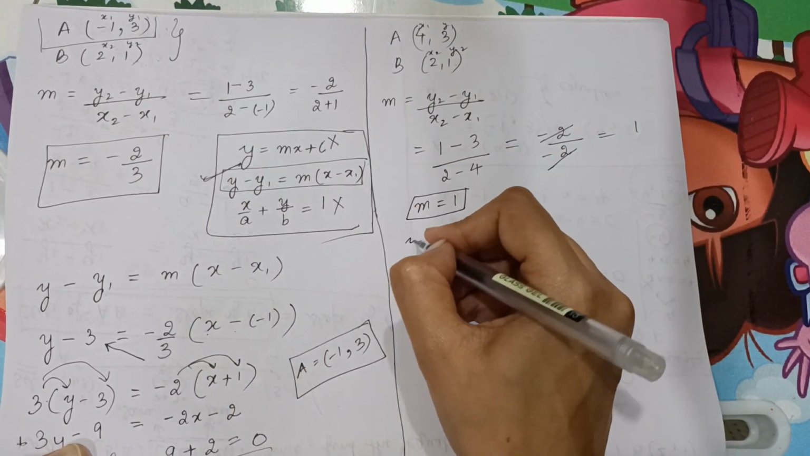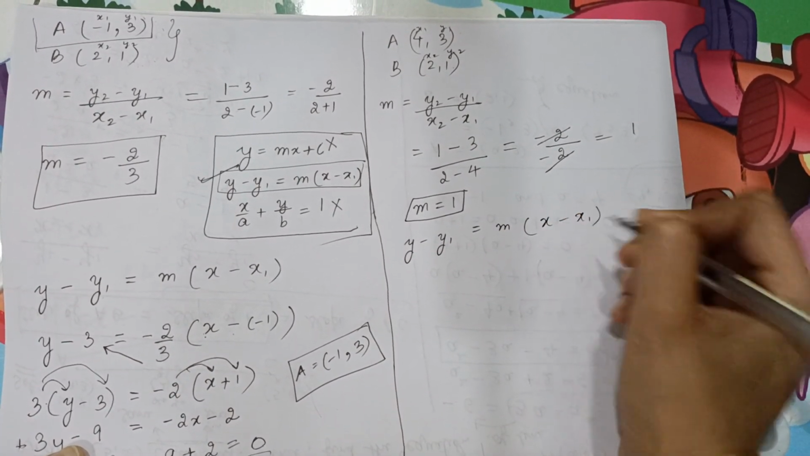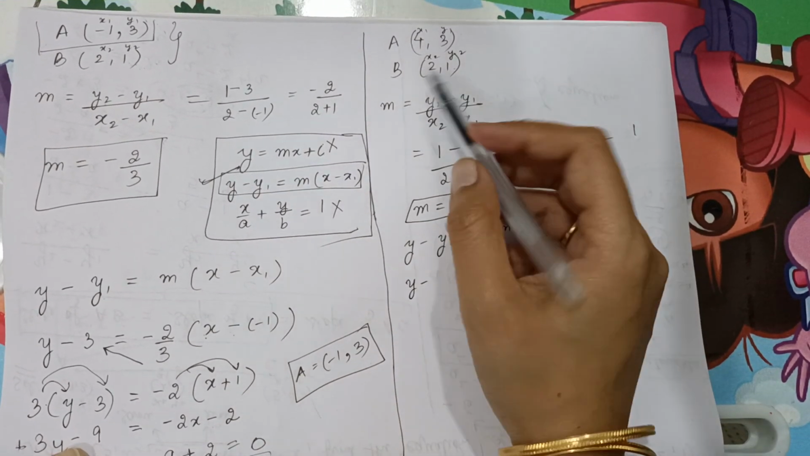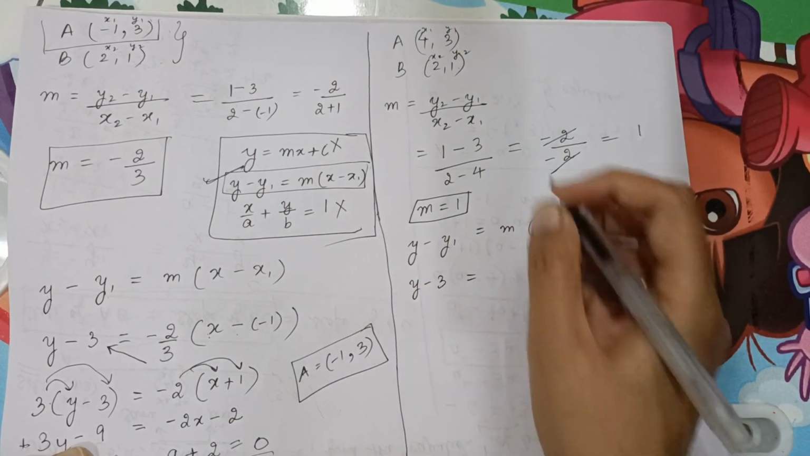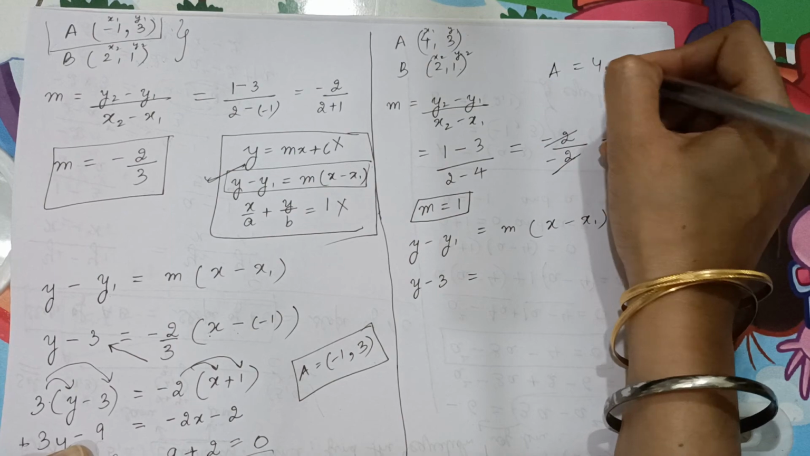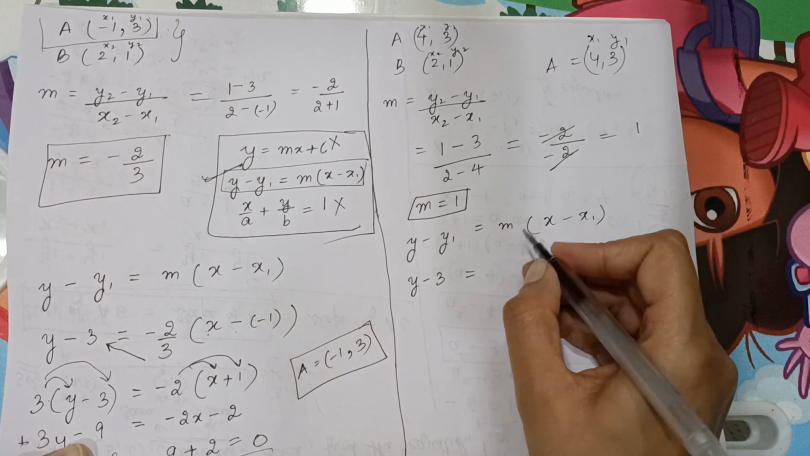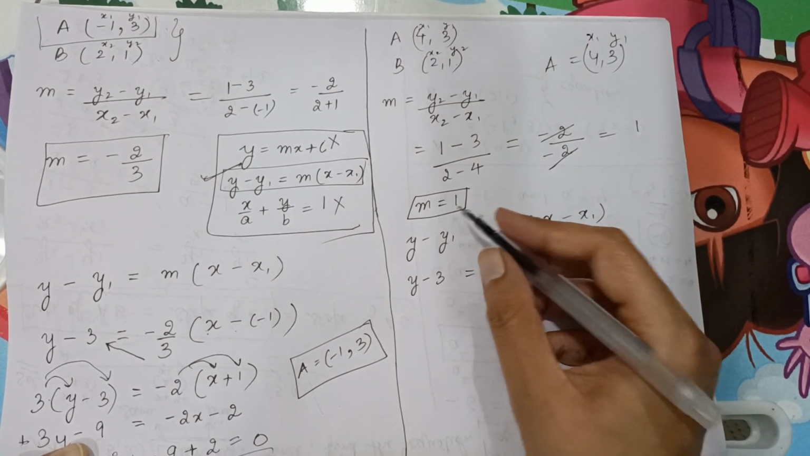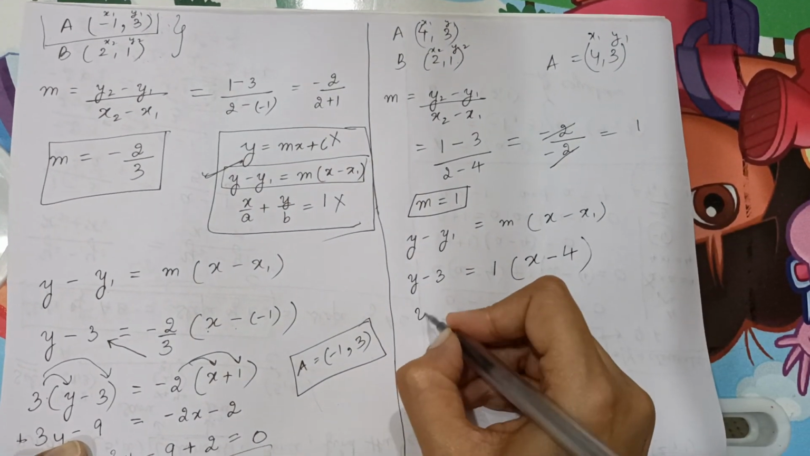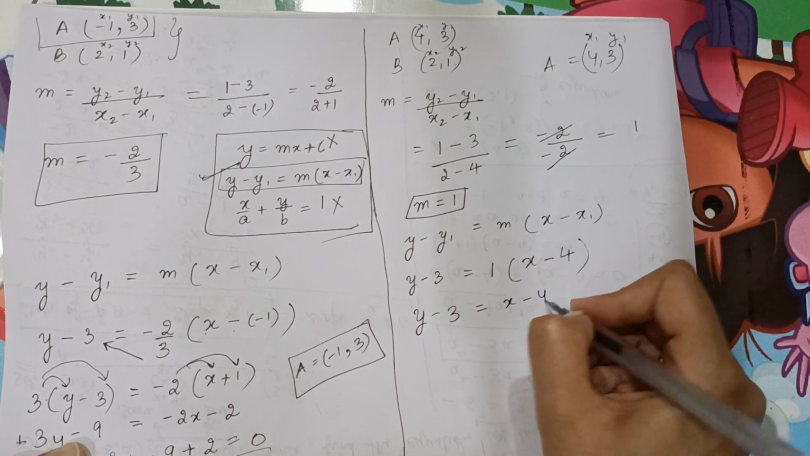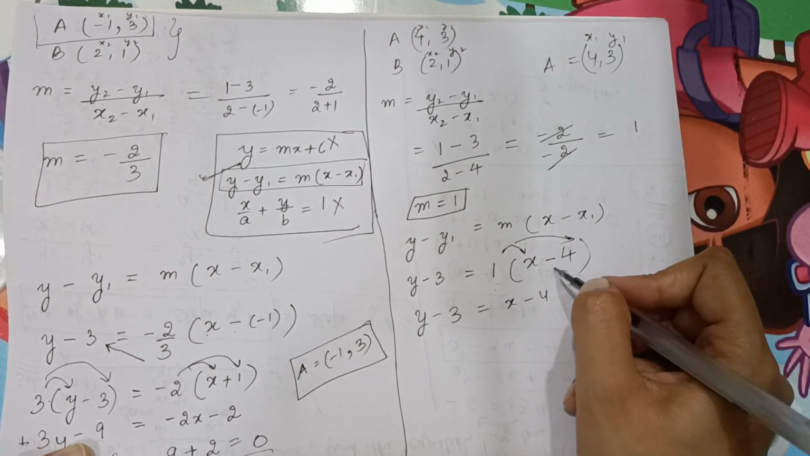Now again this form only we have to use: y minus y1 equals m into x minus x1. Let's use the coordinates of A. y minus 3 equals, because A's coordinates are 4 comma 3, so this is x1, this is y1. So y minus 3 equals m, m means slope. The slope's value we just found is 1, into x minus x1. x1 is 4. So y minus 3 equals 1 into x minus 4. If you multiply, it will be the same. 1 into x is x. 1 into minus 4 is minus 4.